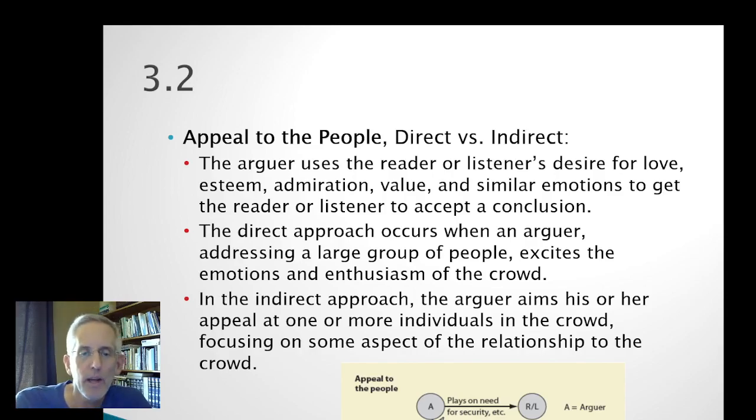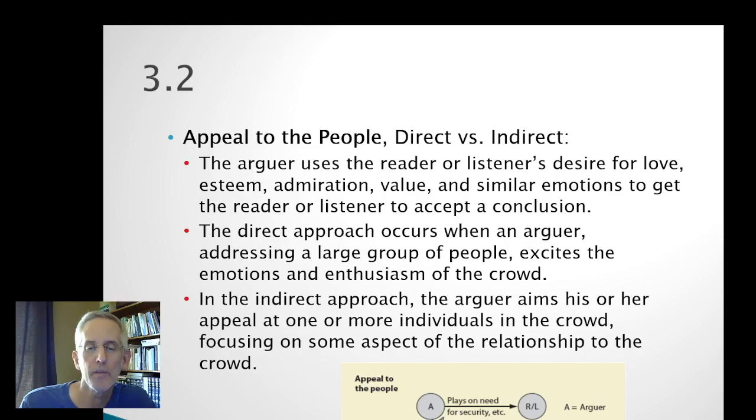Okay, so then there's the direct approach. This is the one version of the appeal to the people fallacy. So the direct approach, it occurs when an arguer is addressing a large group of people and excites the emotions, enthusiasms of the crowd or that group of people. So think of political speeches. Political speeches are almost always guilty of the fallacy of appeal to the people.